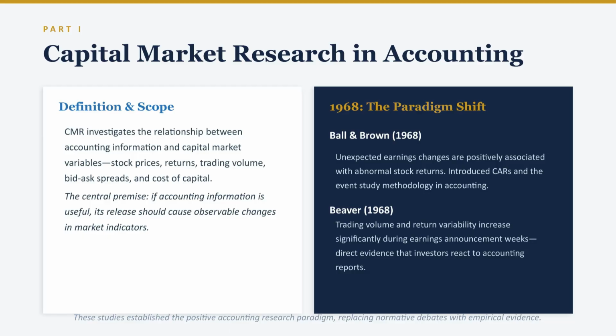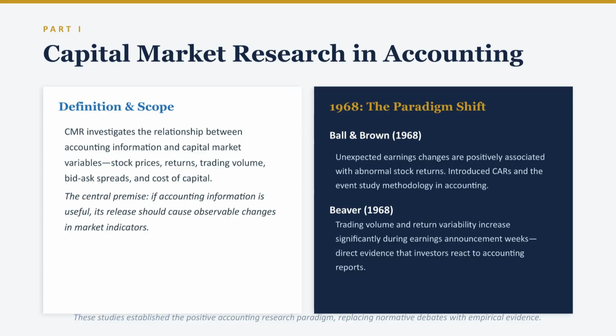CMR emerged in the late 1960s as a direct response to the normative accounting research that had dominated the discipline. Prior to CMR, accounting scholars debated what accounting should measure, often arriving at contradictory conclusions without empirical grounding. The paradigm shift was catalyzed by 2 landmark studies published in 1968.